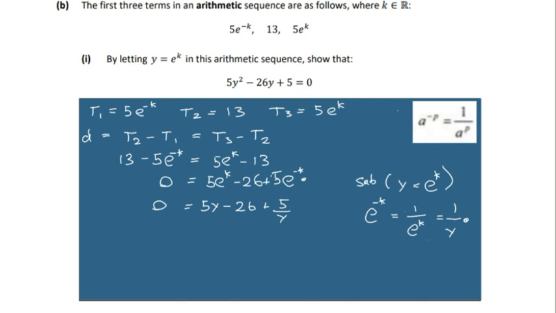Alright, so one more step now, multiply by y, because we need a y squared as the first term variable, and then 26y, and the y's will cancel over here, because y over y is 1, and we get 5 over 1, which is 5. So we are set up now with our quadratic equation, and that's part B.